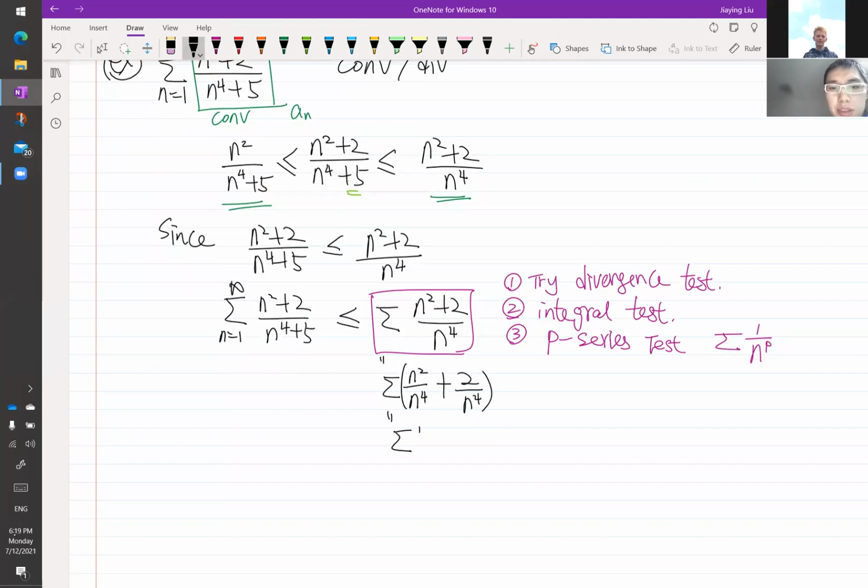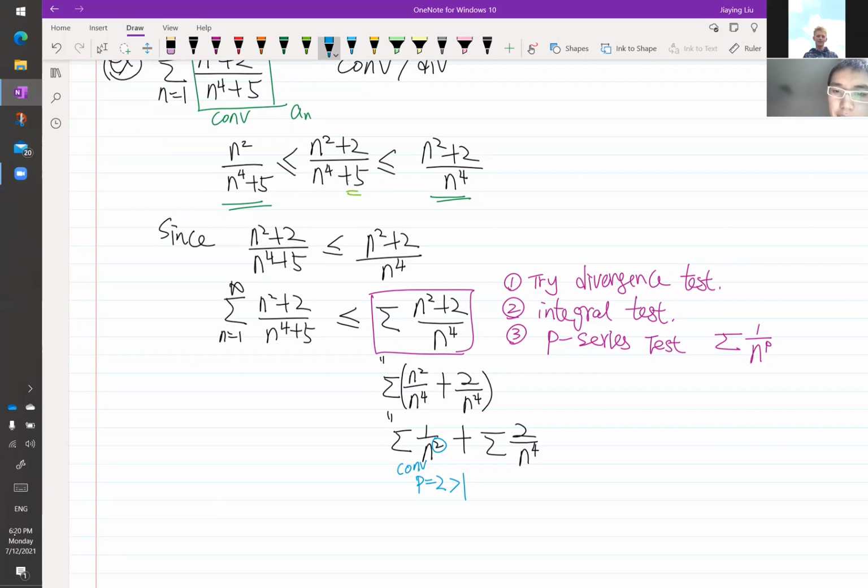So that becomes series n squared over n to the 4th, that's just 1 over n squared, plus series 2 over n to the 4th. So now I can focus on each one of them to determine if they're convergent or not. Each one of them satisfies the P-series test. So this one, P equals 2, which is greater than 1. If you recall, if P is greater than 1, then the series is convergent. So this part is convergent.